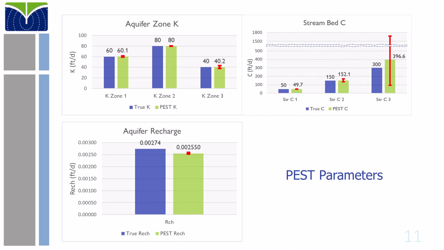This time PEST does much better. The green bars showing the PEST parameter values are much closer to the actual values. The only place PEST seems to be having difficulty is for the streambed conductance estimates for stream segments 2 and 3. The uncertainty range for segment 2 is a bit large, and the uncertainty for segment 3 is very large. The PEST 95% confidence estimate ranges from 100 to 1,800 feet per day. PEST is saying it really doesn't know very well what this value is.